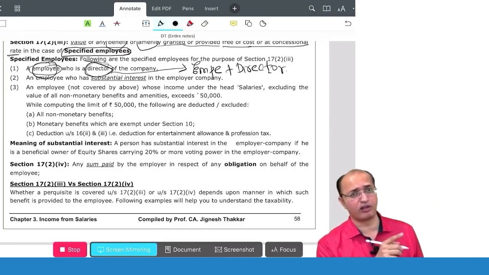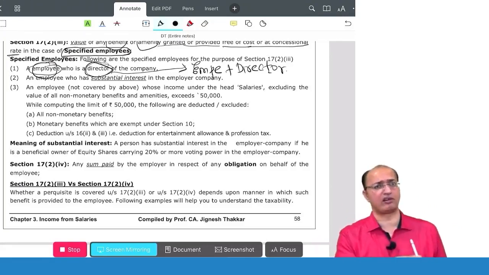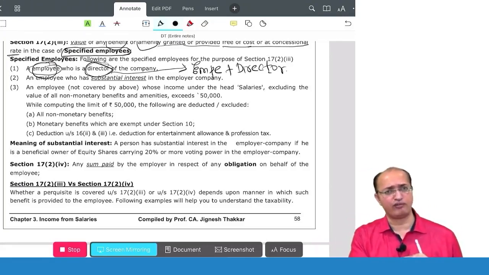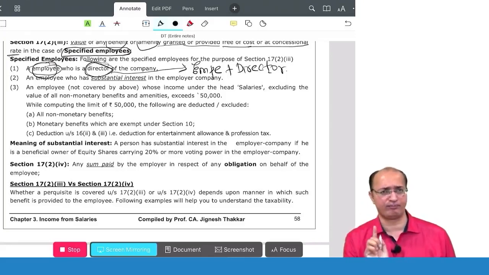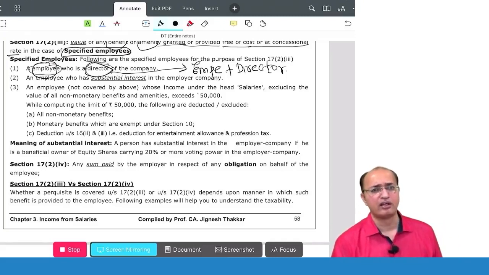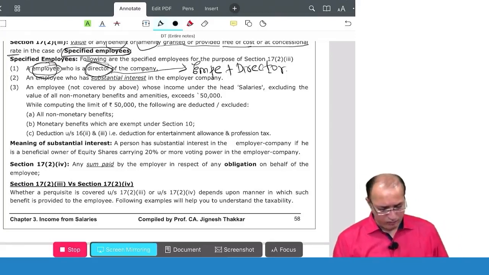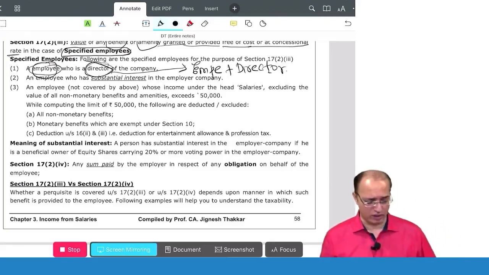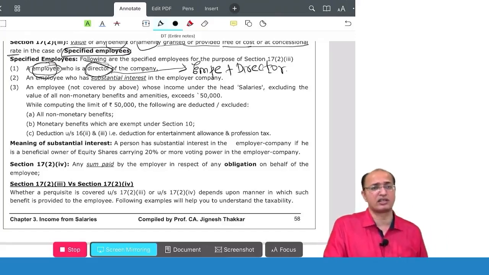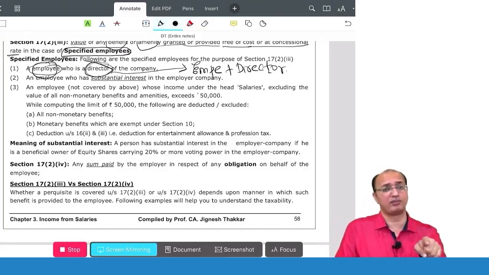Person should be an employee also. Person should be a director also. And you know that a part-time director is not an employee because there is no employer-employee relationship. So when we use the word specified employee, in that point number 1 it says employee who is a director of the company.